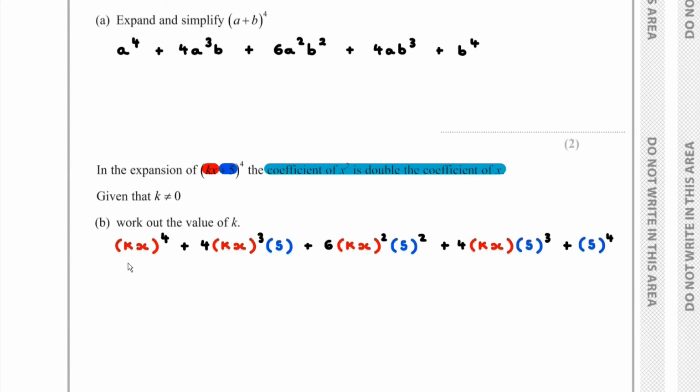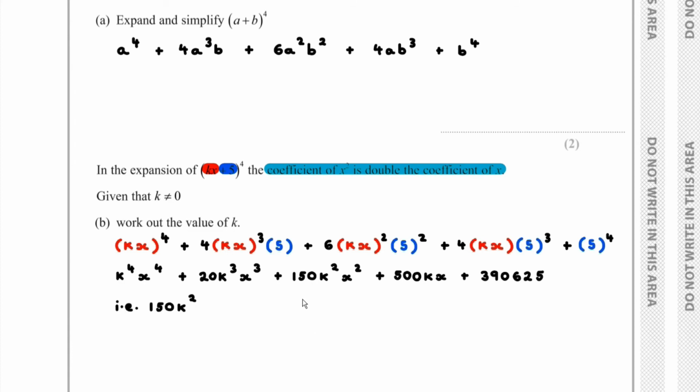Expanding and simplifying, we have k to the 4 x to the 4 plus 20 k cubed x cubed plus 150 k squared x squared plus 500 kx plus 390,625. I know that the coefficient of x squared is double the coefficient of x, so I've got the coefficient of x squared, 150 k squared, which is equal to twice the coefficient of x, so I've got twice 500k, meaning k is equal to 20 over 3.